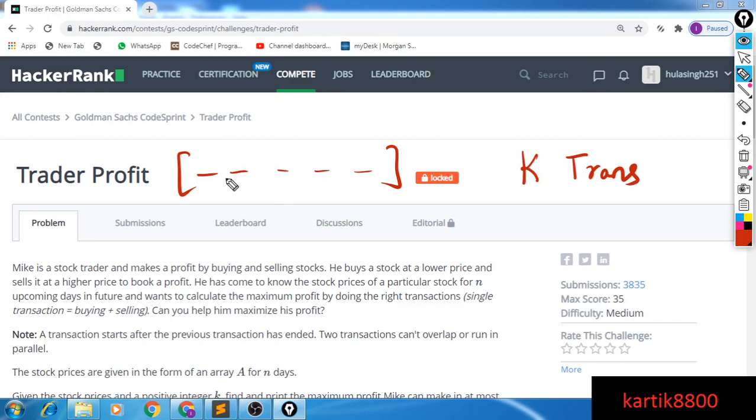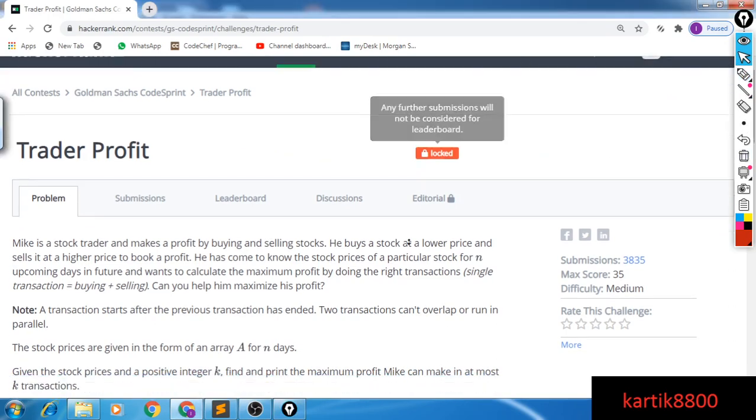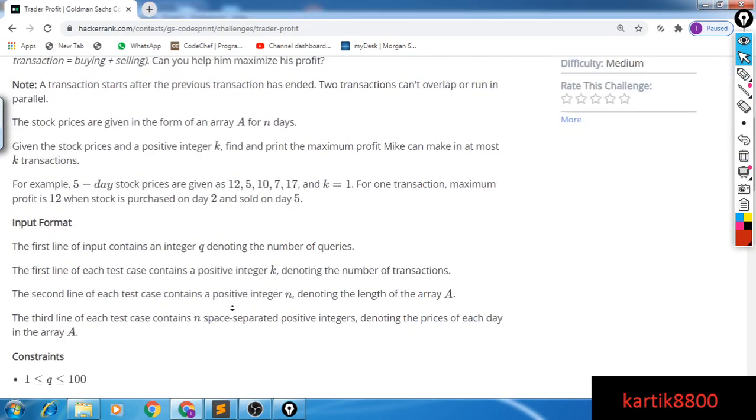A transaction means that he buys the stock and sells it. He can do this k times, buy and sell. When he buys, he will be selling it in future and no two transactions can overlap. So basically if he buys here and sells here, then in between he cannot buy or sell, right? So there will be no overlap between the k transactions and he will be doing at most k transactions. Overall there are n days, and in these n days you would like to make the maximum possible profit.